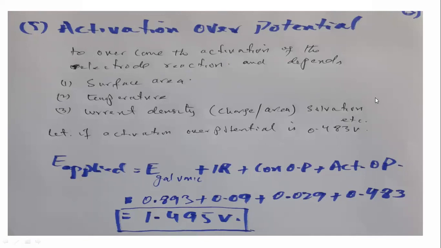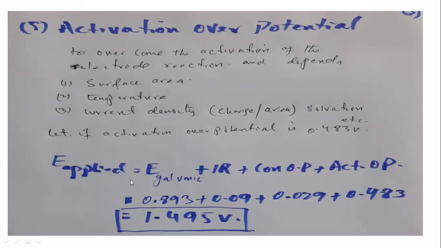And this is actually the solvation process. I am going to explain in the next slide. Anyhow, to understand here, there are many other factors which are required to overcome the potential. That's why these are called the activation overpotential. Let's say the activation overpotential is 0.483. That means to cover up all these areas.